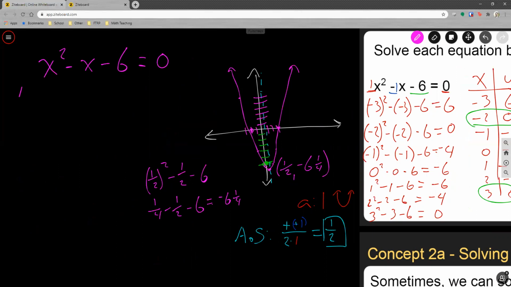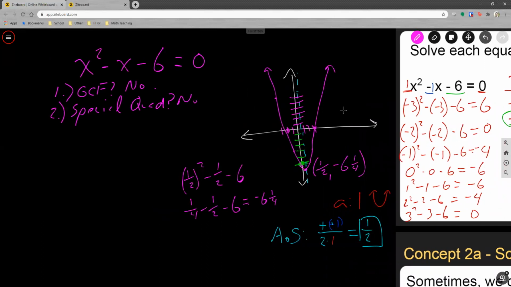Well, if I go through my 3 steps to solve this, do I have a GCF? No GCF. Do I have a special quadratic? In this case, no, I don't. I don't have a perfect square trinomial, nor do I have a difference of squares. So I can't do anything to speed it up there.